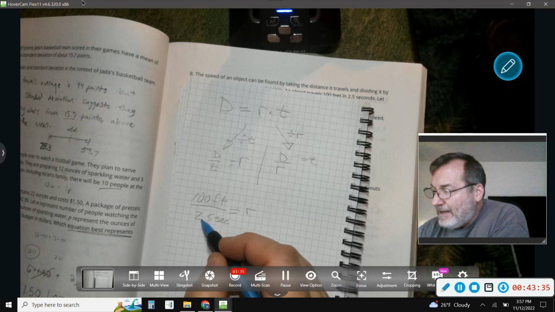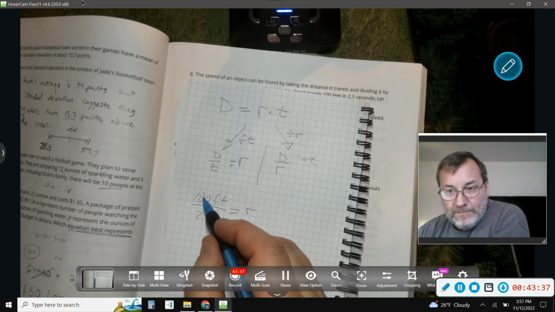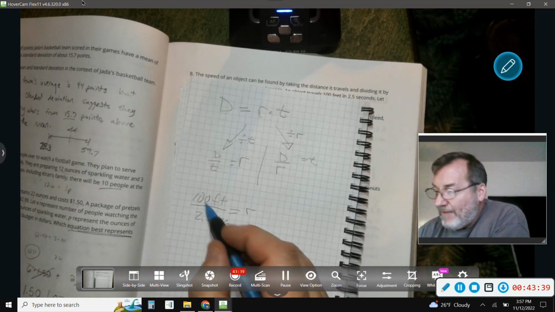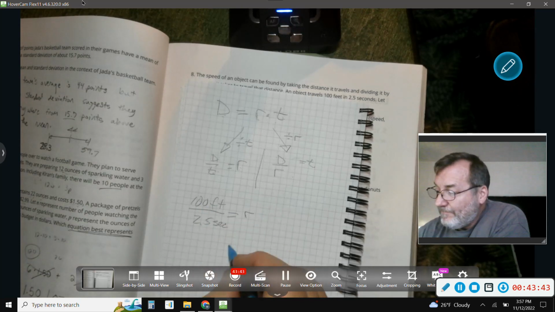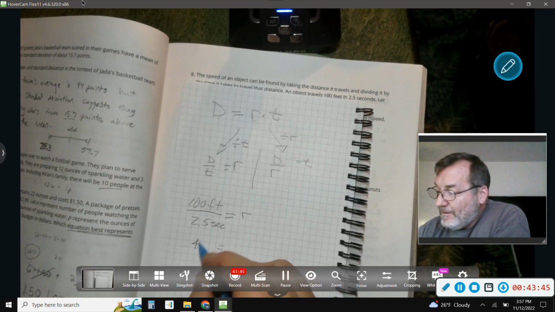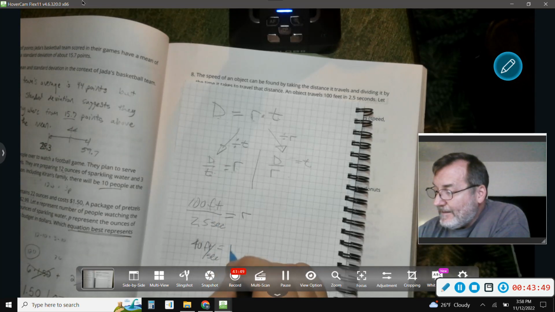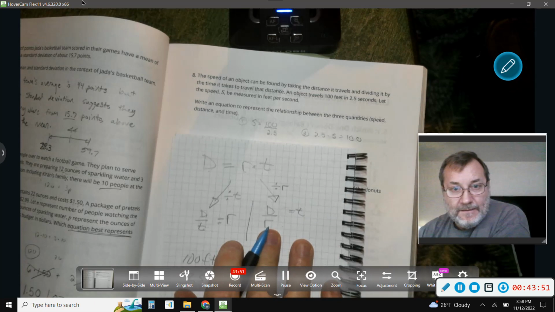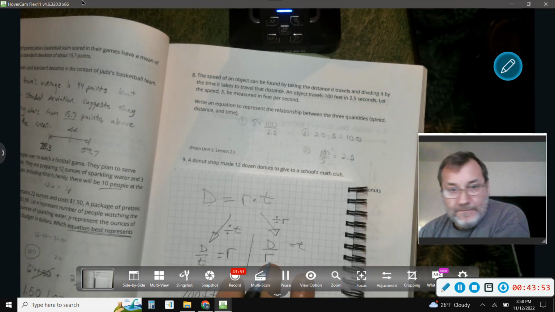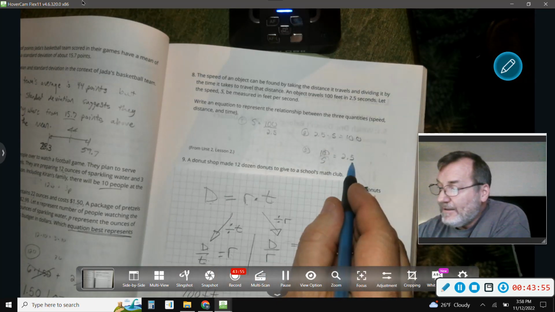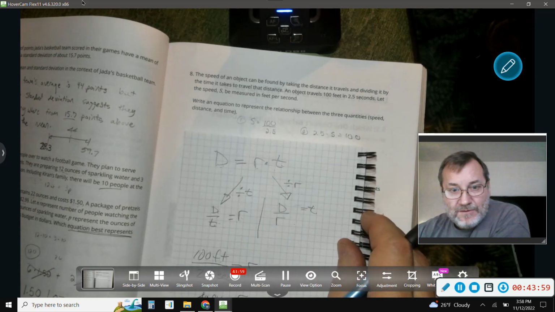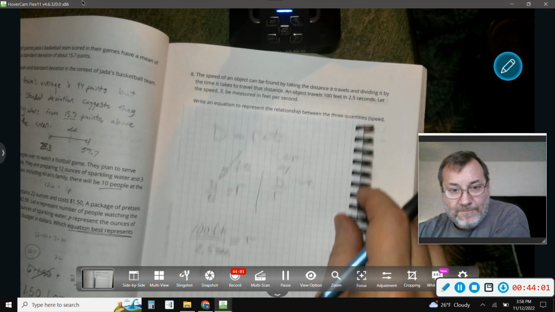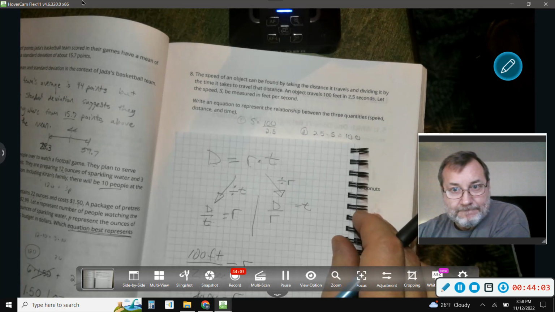Well, how many times does 2.5 go into 100? Well, if it was 25, it'd go in there 4 times. But since it's 2.5, it goes in there 40 times. So 40 feet per second. And that's your rate. Okay? So they go through there, and that's what you kind of get, 2.5. So they got a whole bunch of math that's going on there. So I like a rate of 40 feet per second. All right.